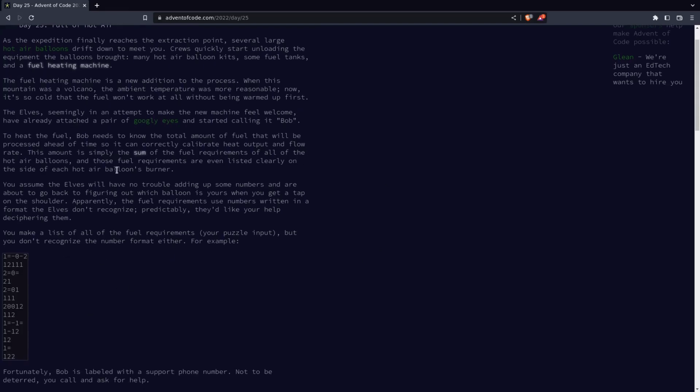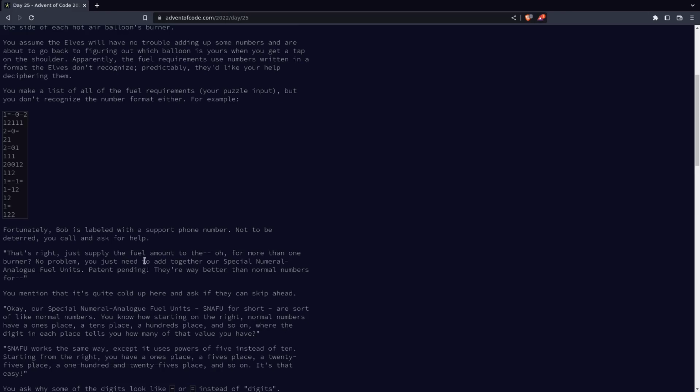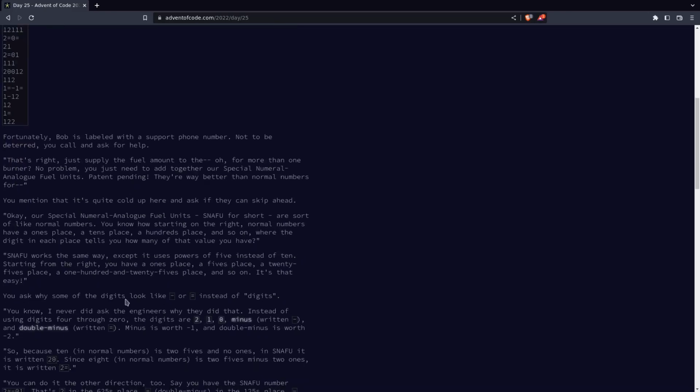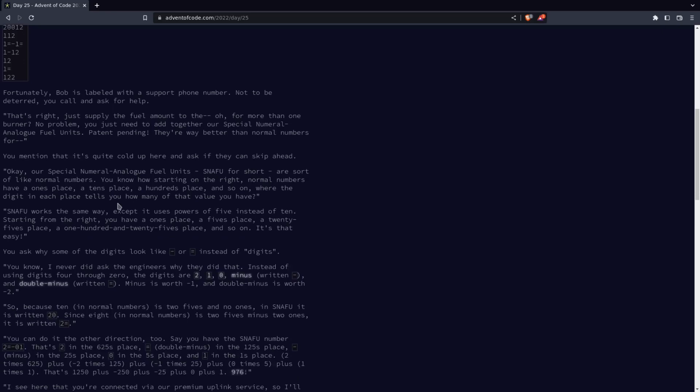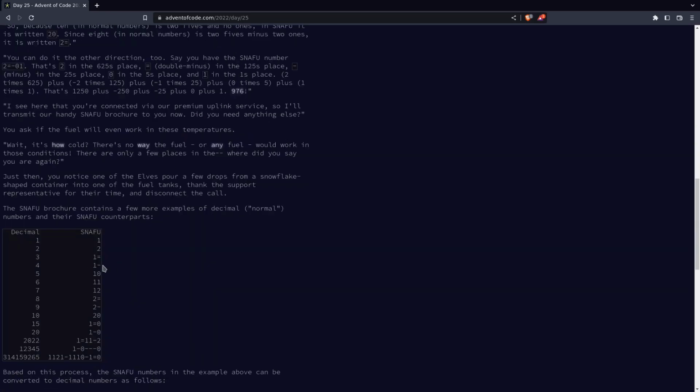This time we have a machine that's able to heat the fuel for the hot air balloons, but the problem is that it's using a very weird number format. It's basically like a base 5, but instead of having numbers from 0 to 4, it uses numbers from minus 2 to 2. So if we go through the story, we just have to call the support for the machine. And they explain to us the same thing, that we have to convert the numbers into base 5 and then back to the normal format. And they give us some examples to see how it works.